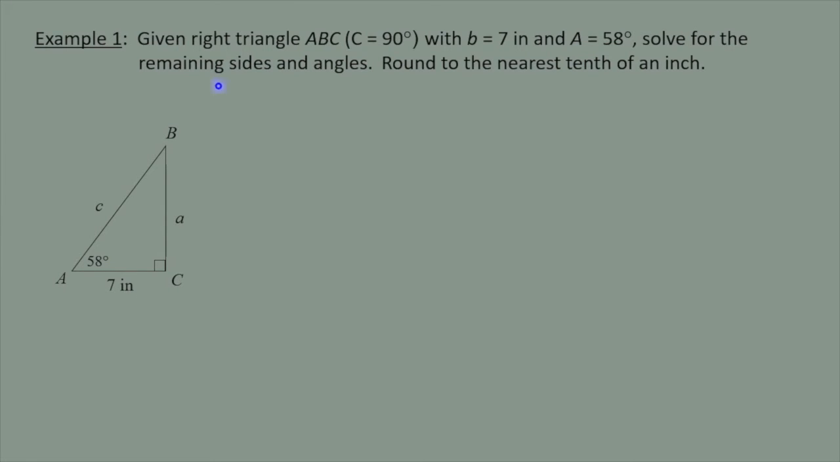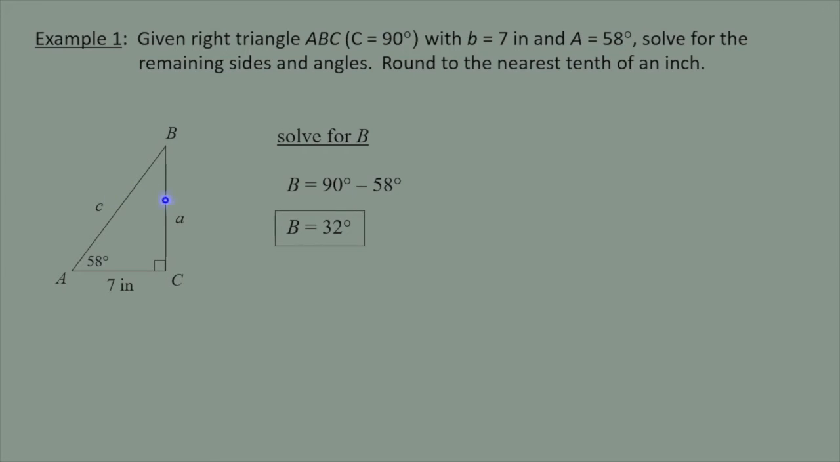We're asked to solve for the remaining sides and angles, and we can solve for these in any order. Let's go ahead and start with the angle because that'll be the easiest. The two acute angles in a right triangle are always complementary. They add up to 90 degrees, so that the total sum of the angles is 180 degrees. That means that angle B will be the difference between 58 degrees and 90 degrees, which is 32 degrees.